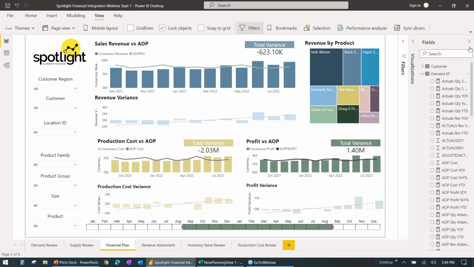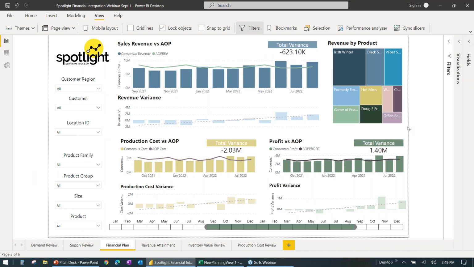Cool. Okay. No, I think that's really good. And again, I think this closes a huge gap in the reporting platform today.